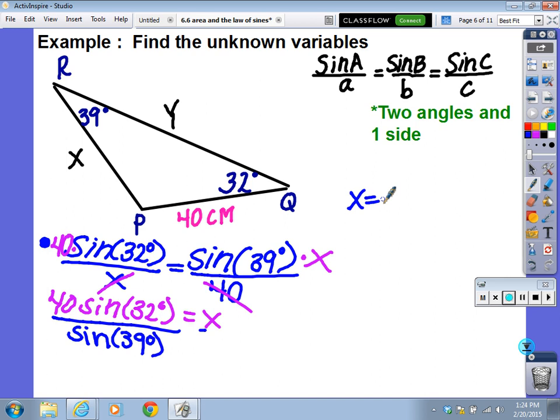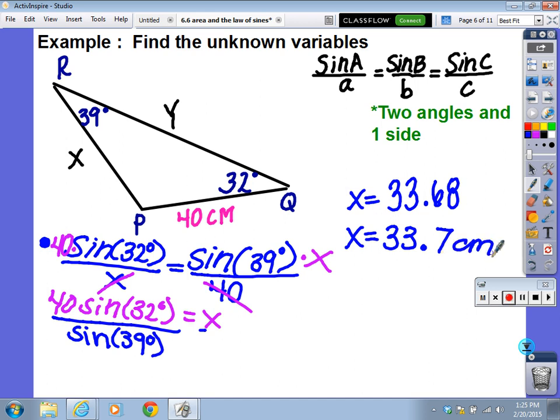Okay, what'd you get? 33.68, whatever, we're going to round to the nearest tenth, so x is equal to 33.7, and then it was a side length, and we were dealing with centimeters, so centimeters. So x was equal to 33.7 centimeters. Sweet. Okay, questions?